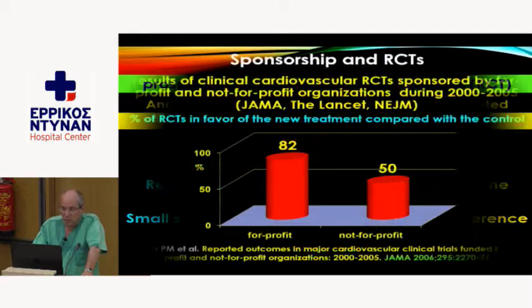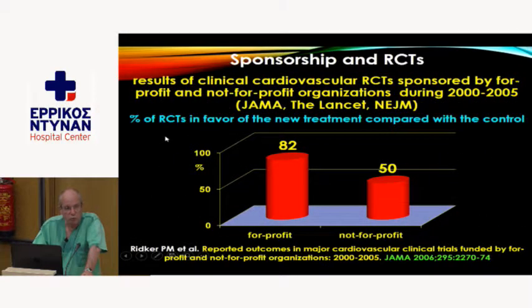So this means that randomized controlled trials are not as good as they appear. Look at this study that was published in 2006. They evaluated all the randomized controlled trials sponsored by for-profit and non-for-profit organizations. The high cost is the problem that they have. Being a high cost, someone must put money. And most of the time, the money is put by the companies.